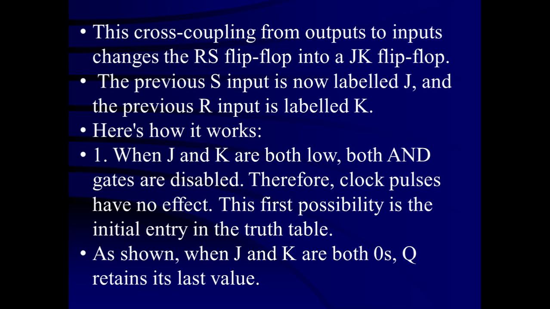We will see it through the circuit also. When J and K are both low, that means both are 0, both the AND gates are disabled and therefore clock pulses have no effect. Thus, the first possibility is the initial entry in the truth table. As shown, when J and K are both zeros, Q retains its last value.